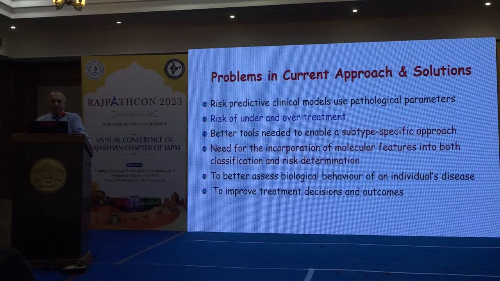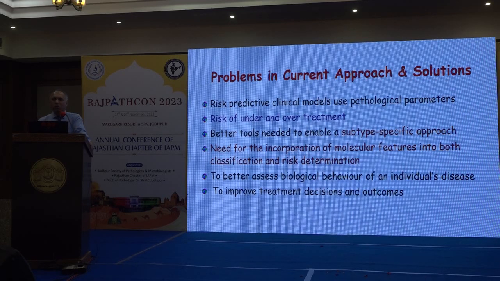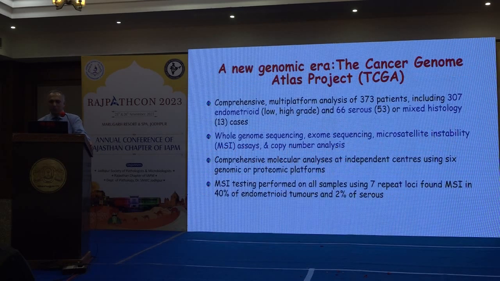Since they use risk predictive models, they use mostly pathological parameters. There is always a risk of under or over treatment. So we need a better subtype-specific approach, and we need to incorporate what we have learned from the TCGA data about the molecular features into both classification and risk determination, so that we can better assess the biological behavior and improve the treatment decisions and thereby the outcome.